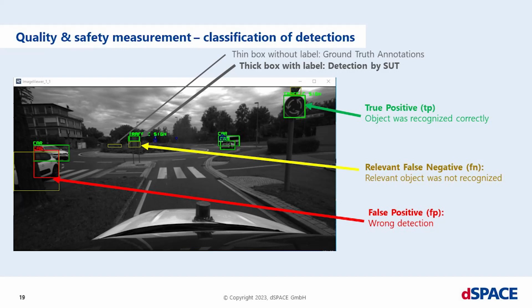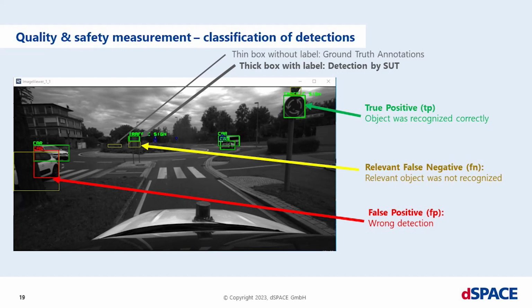A quick jump to the KPI topic before continuing with software data replay. To calculate KPIs for detection algorithms, a classification of detections needs to be considered. The so-called true positives stand for correct detections, like a traffic sign on the right-hand side in this picture. In contrast, false positives describe wrong detections, like the white car on the left side, which must not be taken into account since it is leaving the roundabout before the ego vehicle enters it.